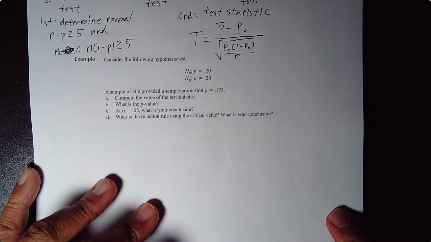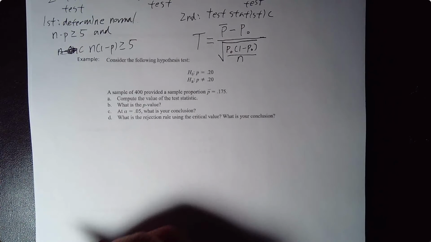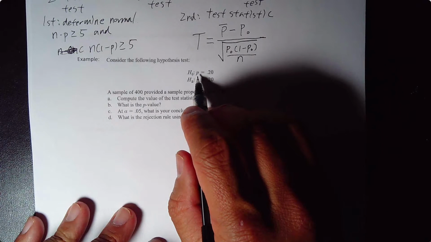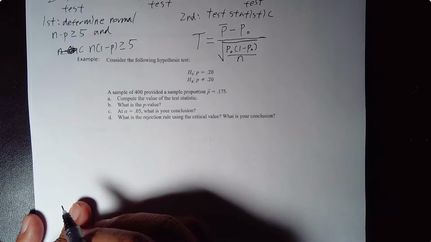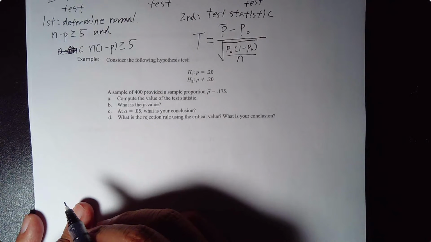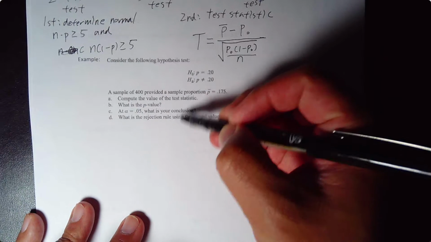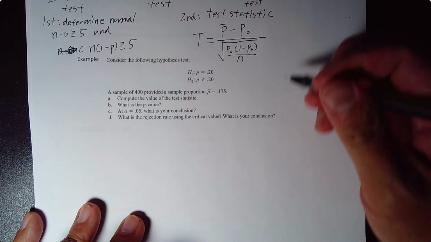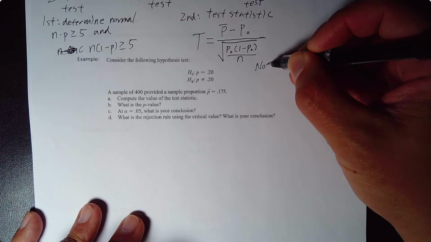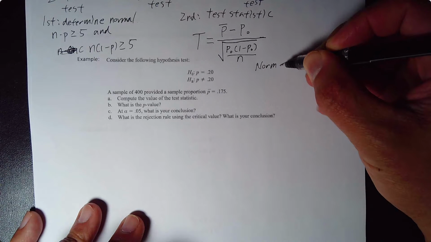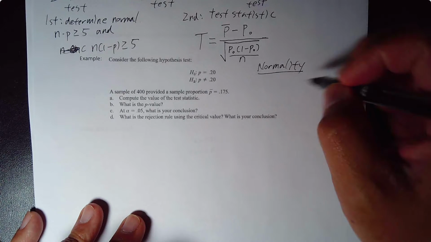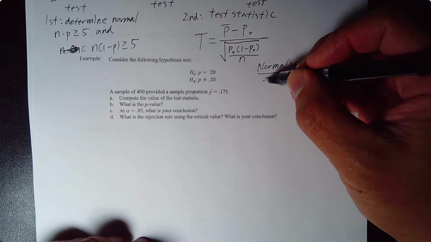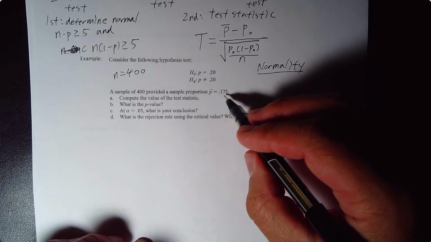All right. So here we have a test on population proportion. The hypothesis is that the proportion is 0.2. So the alternative is that the proportion does not equal 0.2. Before we do any of this, to be more formal, we need to determine normality. Is the sampling distribution normal? Let's check. Our sample size is 400, so n equals 400, and my p bar is 0.175.